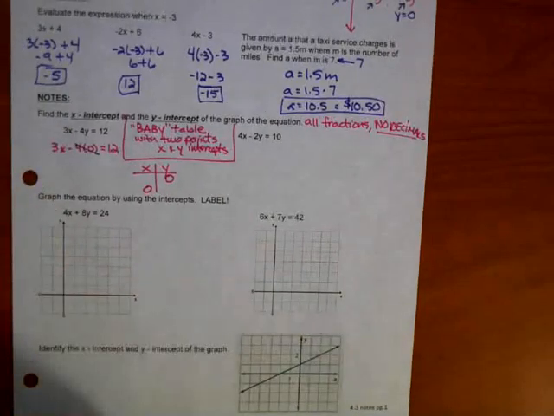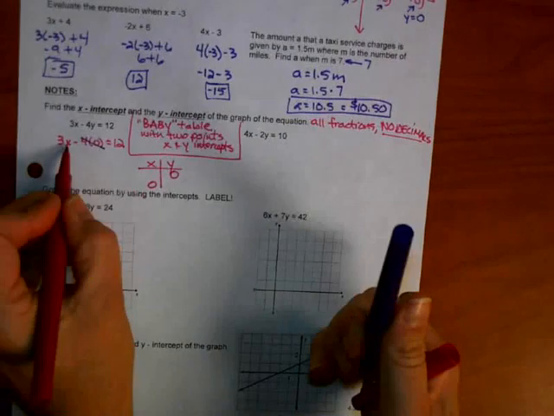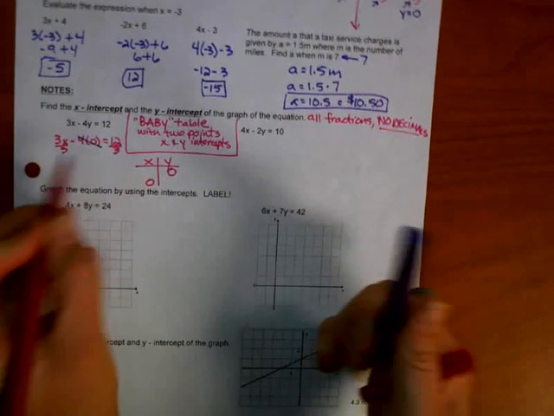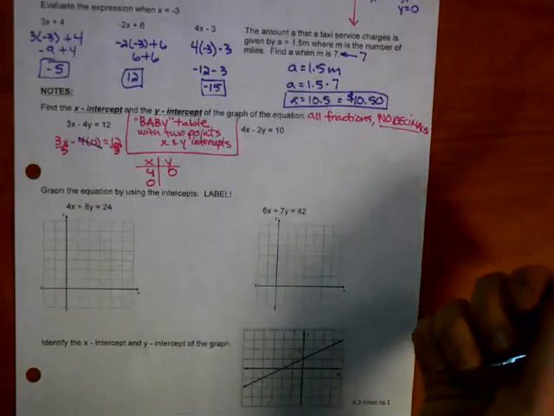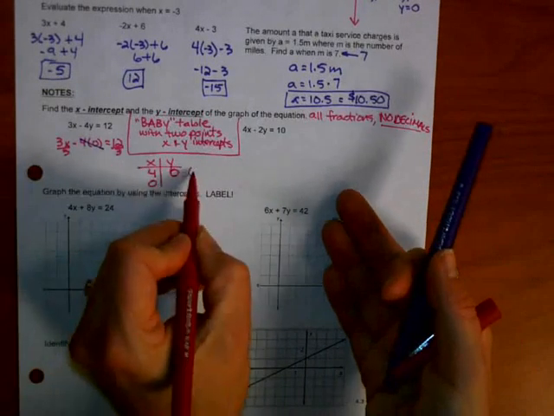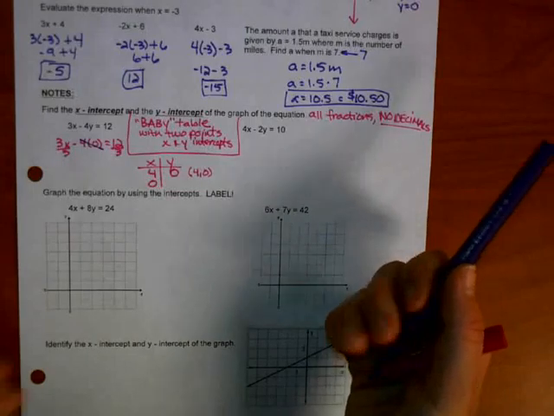This just goes away right here. And all I have to do is divide both sides by 3. And what is x? 4. Then I go back to my table and stick that right there. Oh, look, I have my x-intercept. It's 4, 0. Sweet, huh?